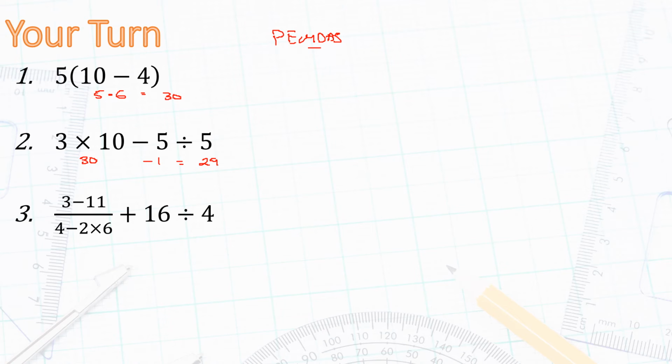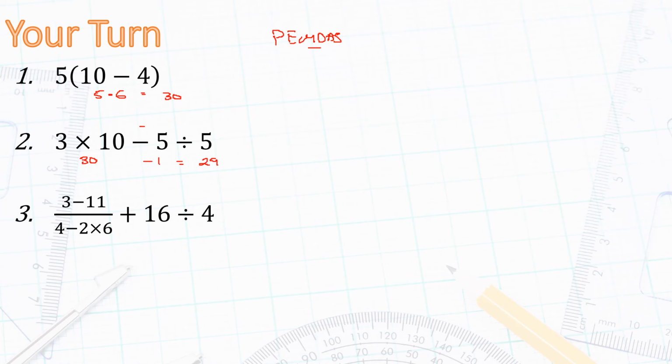So that one can catch some people out. It's not 30 minus 5 is 25, divided by 5 is 5. So if you got 5 as an answer, your order of operations was off. You needed to do the minus 5 divided by 5, which is negative 1. So it would be 30 minus 1.